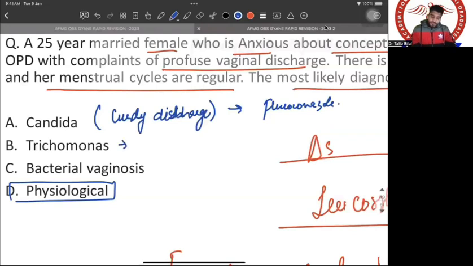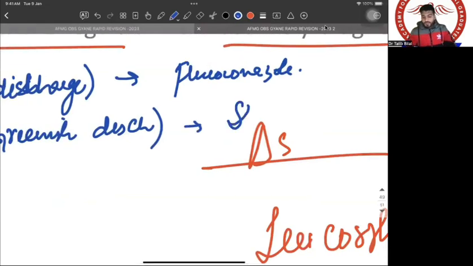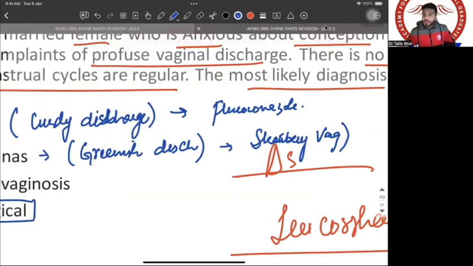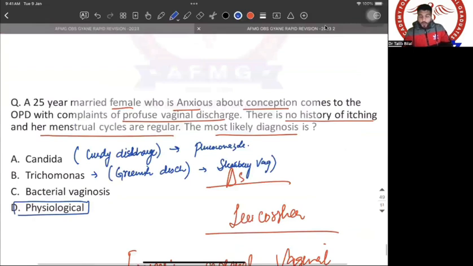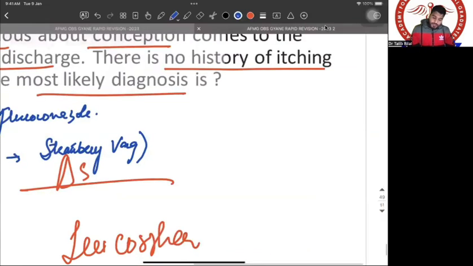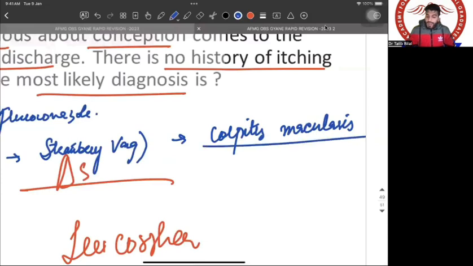For trichomoniasis, my dear students, we have greenish discharge mainly. Along with that greenish discharge, we have strawberry vagina, which is associated with trichomonas. Trichomoniasis, this strawberry vagina is also called colpitis macularis.